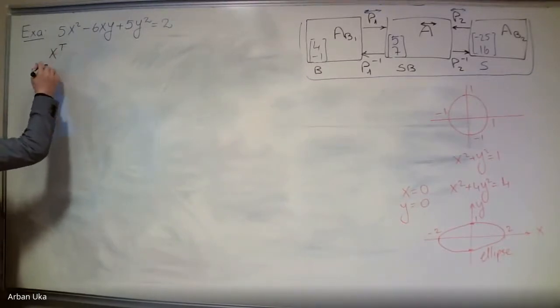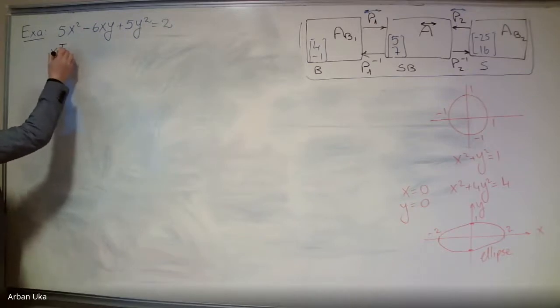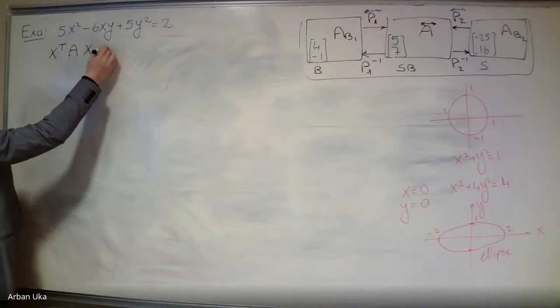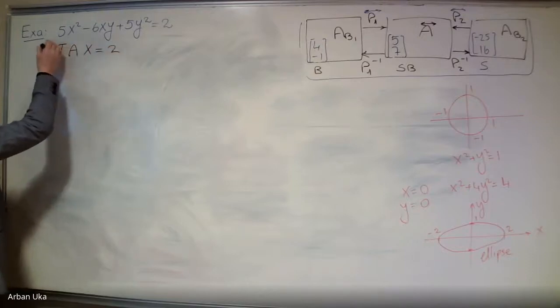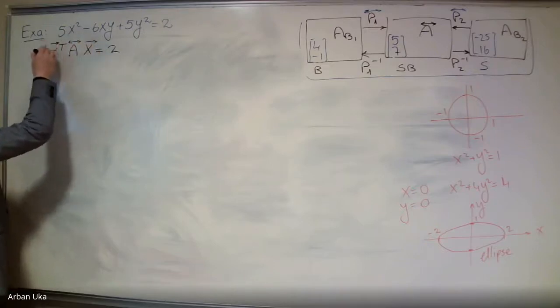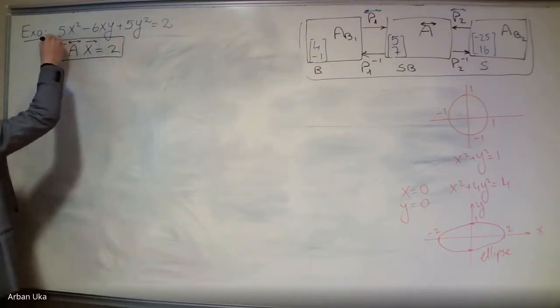We want to write in a notation which is x transpose times A times x, equal to 2. This is what we want to do. This is vector, matrix, vector again, and who can do this?